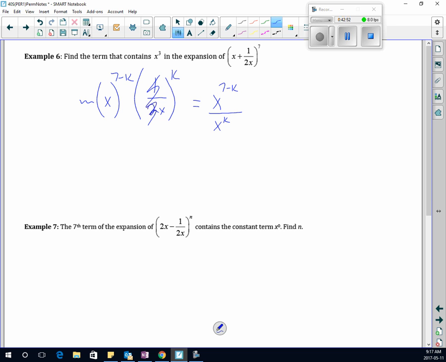Does everybody see how I got that? Okay, so what does that simplify to be? X to the power 7 minus 2k, and that's supposed to be x to the power 3. Does everybody see that? So now 7 minus 2k equals 3, minus 2k equals minus 4, so k equals 2. So we are finding which term? Term 3.